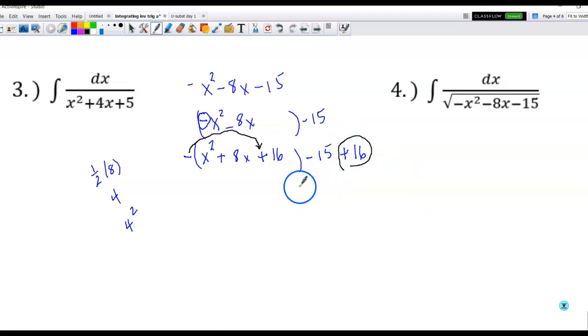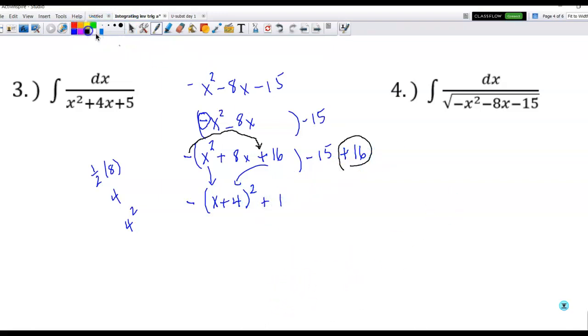So you've got to pay attention to those small, important, small, big things. I'll call them small, big things. So I keep my negative on the outside. When I factor, I get x plus 4 quantity squared, because remember we created a perfect square trinomial. Negative 15 plus 16 is plus 1.